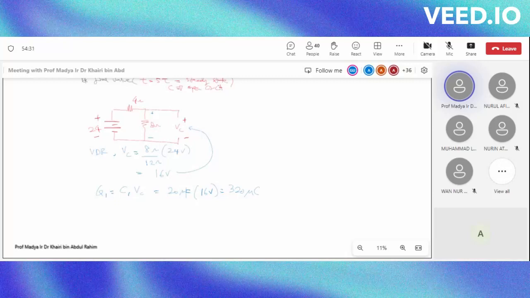So those are, let me just repeat. I think we shall stop in a few minutes time. So that's the whole concept of capacitor that you have to know.